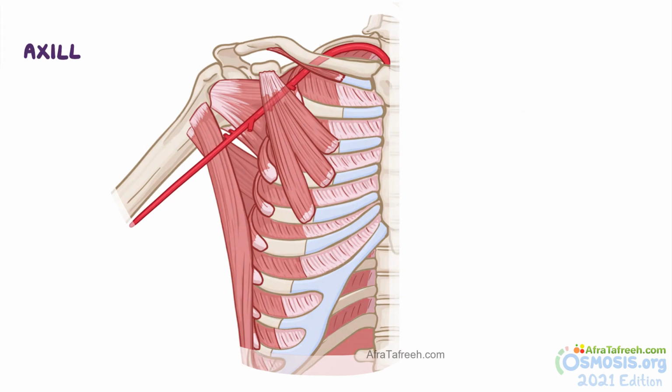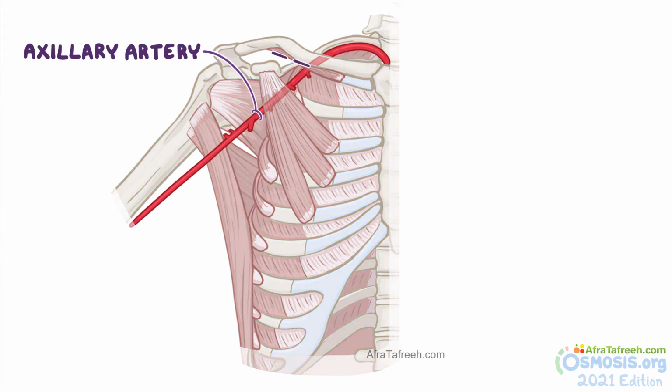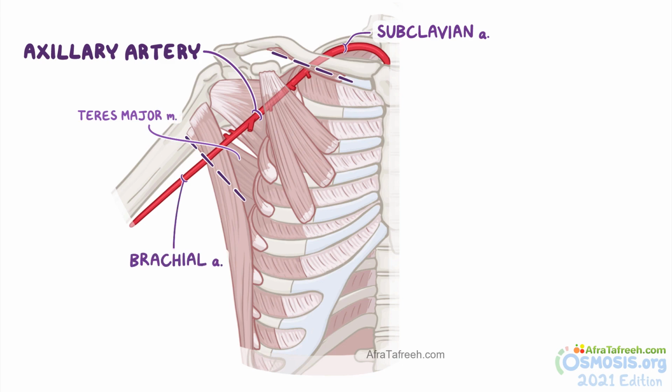Let's start with the axillary artery, which begins as a continuation of the subclavian artery at the lateral border of the first rib and extends to the inferior border of the teres major before turning into the brachial artery. The axillary artery is divided into 3 parts as it passes posterior to the pectoralis minor. The first part is between the lateral border of the first rib and the medial border of the pectoralis minor and is contained within the axillary sheath.